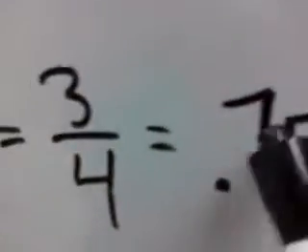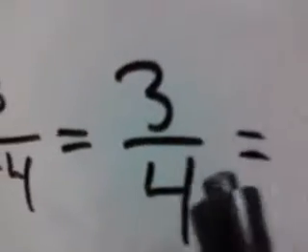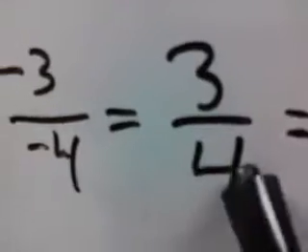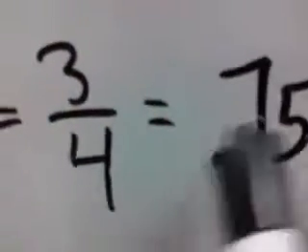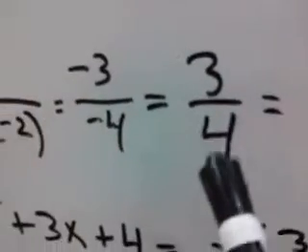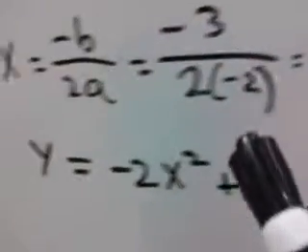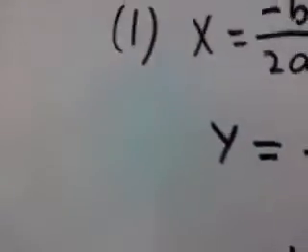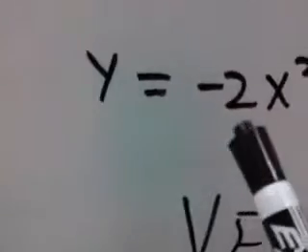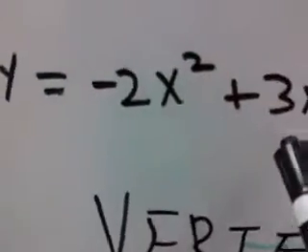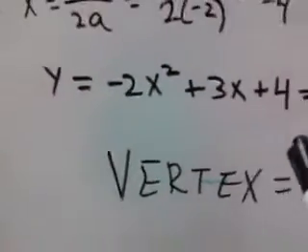But to find y, we have to substitute the 3/4 into the equation to find the y-coordinate of the vertex. This is the x-coordinate of the vertex. So now we take the 3/4 and we substitute that into the equation for x. So once again, the equation is y equals negative 2x squared plus 3x plus 4.